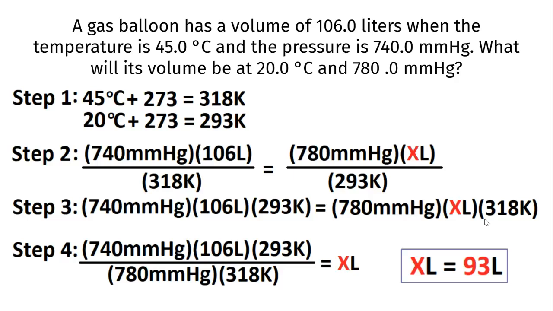We have to get x by itself, so that means the 780 and the 318 have to move. We move them by dividing. So what we're going to plug into our calculator to get our x is 740 times 106 times 293 divided by 780 divided by 318, and that gives us our answer, which is 93 L. So V2, or volume 2, is equal to 93 liters.